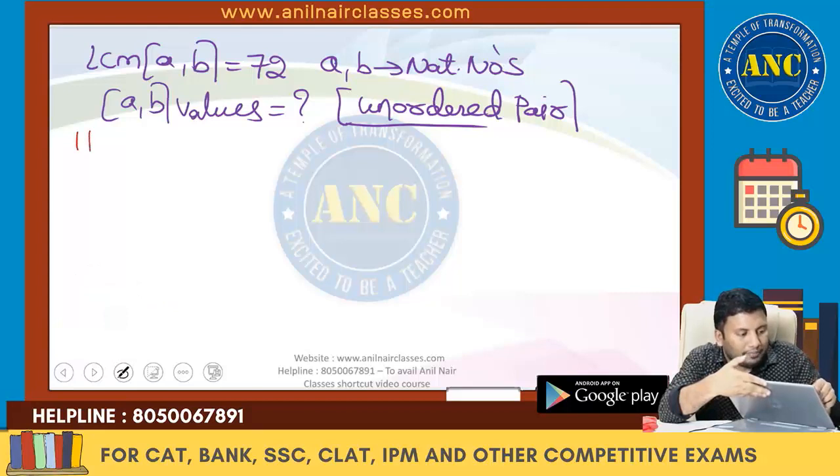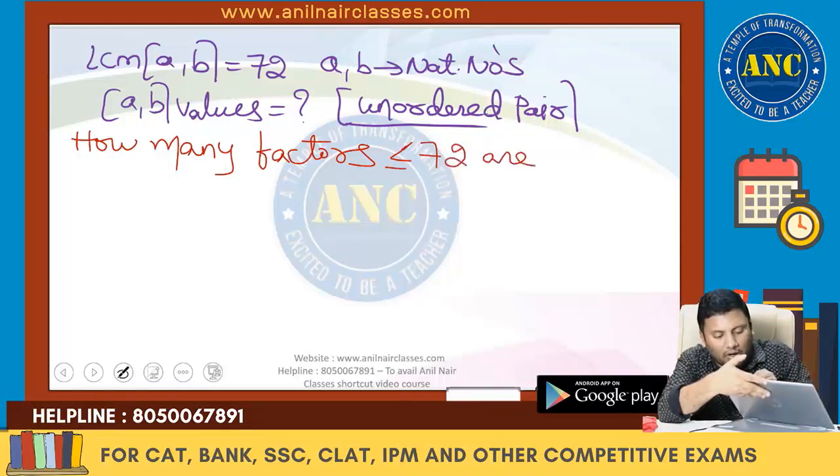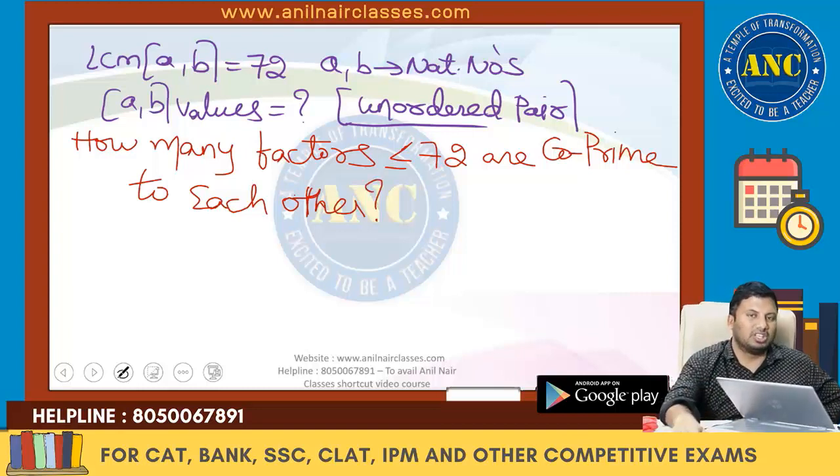How many factors less than or equivalent to 72 are coprime to each other? What is the relationship between these two questions? Let us see. Please write down: how many factors less than or equivalent to 72 are coprime to each other?